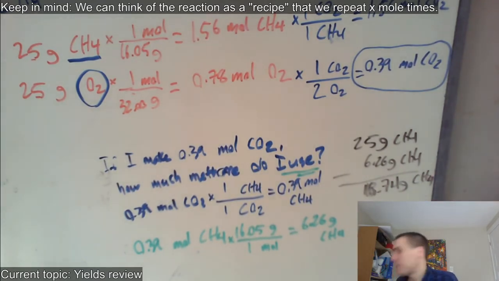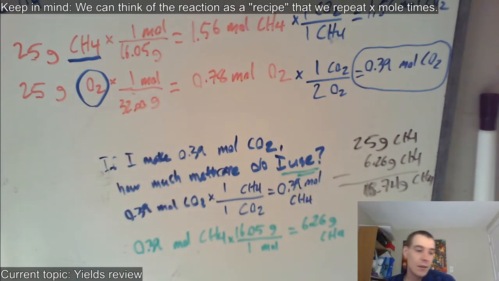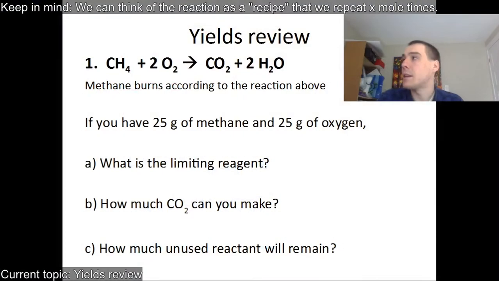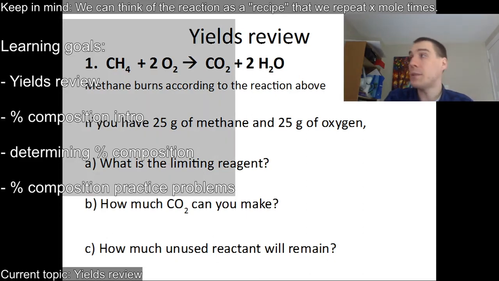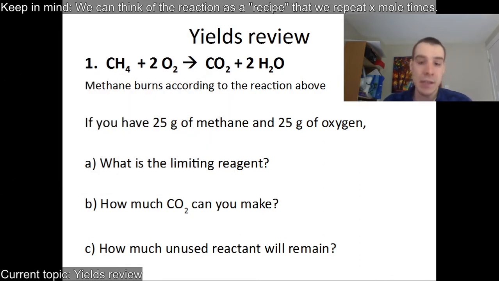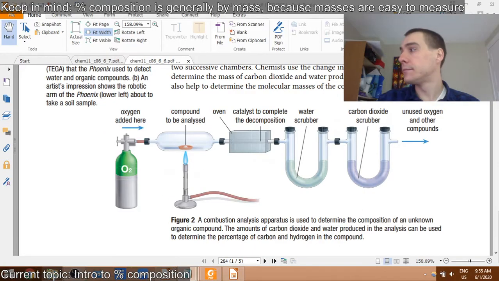That's the basic flow of a yields question I can ask about. You can see that I can ask about what's the limiting reagent. I can ask you to do a stoichiometry to figure out how much of something you can make, and then the most complicated kind of question we can get to is how much unused reactant will remain, which requires multiple conversions. But yeah, that's our yields review. Our next section is going to be percent composition, so I'm going to pause and get that started.